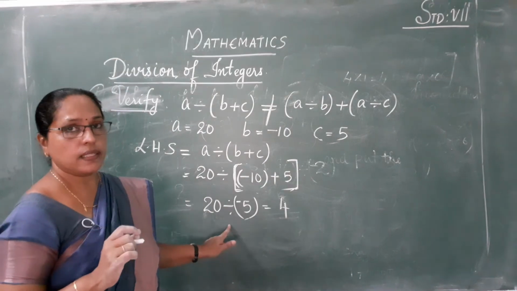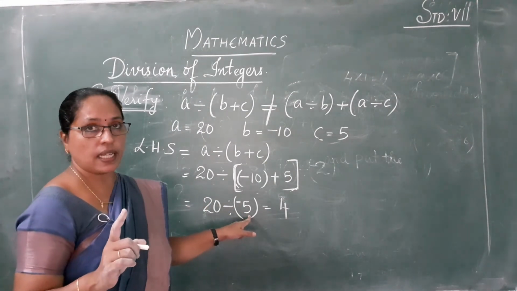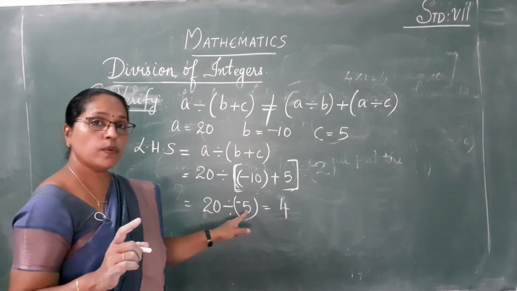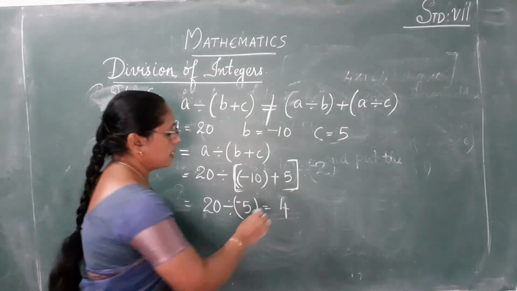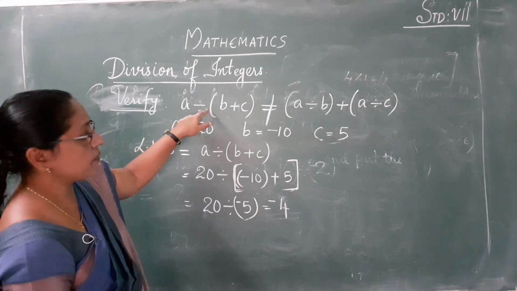What would be the sign? Same sign or different sign? They have different signs, right? So when different signs come, what should we put? Yes, negative. So negative 4. That is the answer of the left hand side.